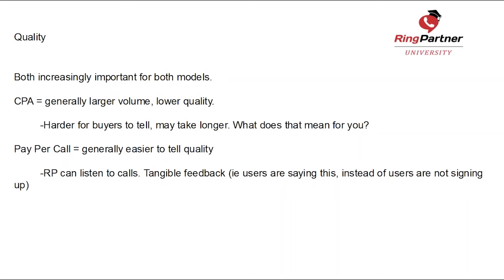PayPerCall, I find, is a little easier to tell quality simply because we can listen to many of the calls on our end. And this is a really important tool to tell how quality is. It's also easy to tell, from a compliance standpoint, if somebody is saying, oh, we think these calls are low quality. Instead of saying they're not signing up, which doesn't really give a good indication as to why users aren't signing up. Maybe the field is confusing, or maybe the button isn't very prominent, or maybe they just don't like the service, but it's hard to tell, right? We don't actually have a lot of user feedback there. With PayPerCall, it's pretty easy to tell.